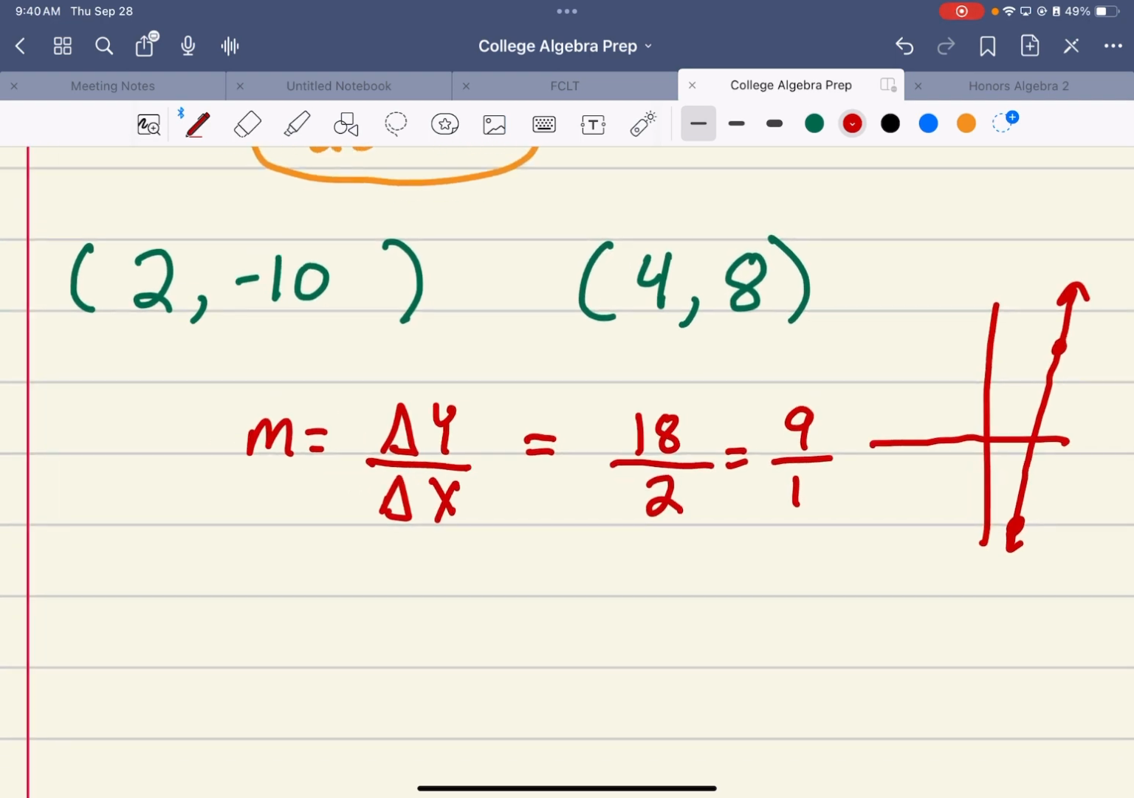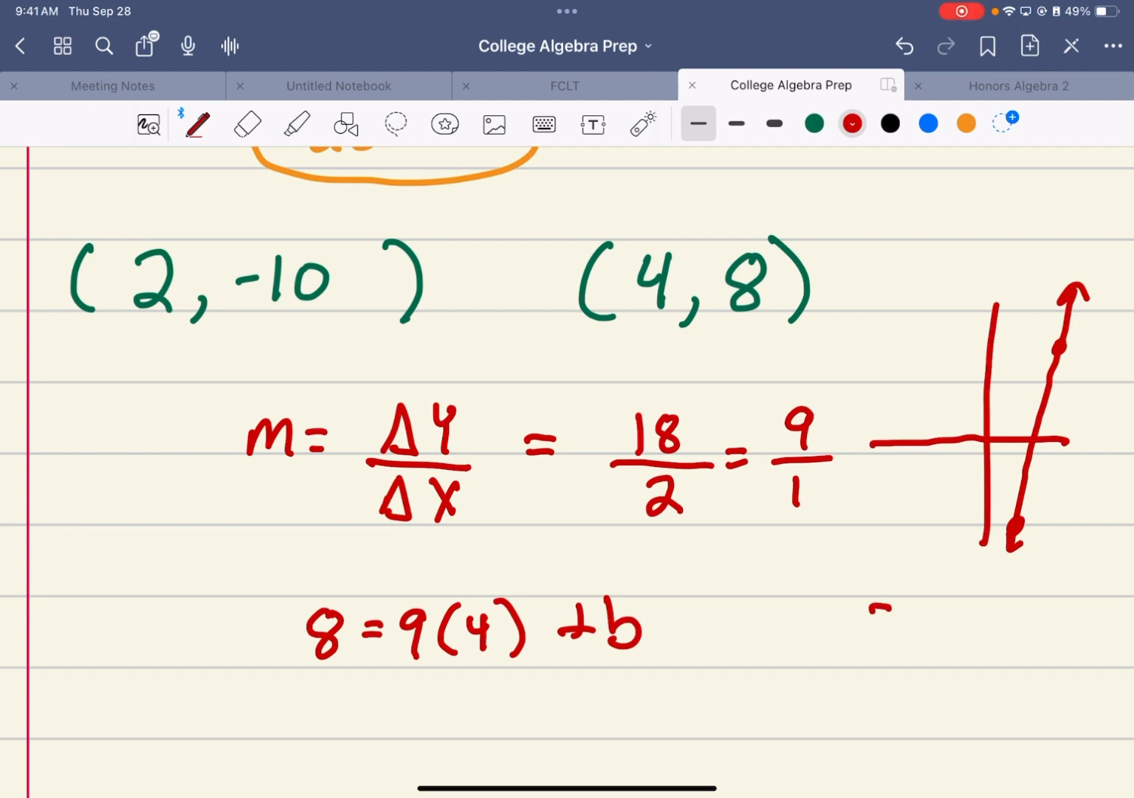Now we revert back to what we just did in the previous question. We have a point and we have a slope. Doesn't matter if you pick 2, -10 or 4, 8. I don't want to deal with the negative, so I'm going to use 4, 8. So my y value is 8. My slope is 9. My x value is 4. That's going to give me my b value.